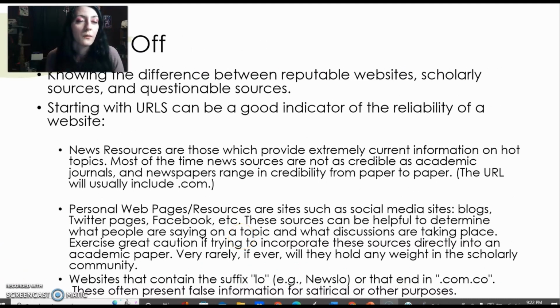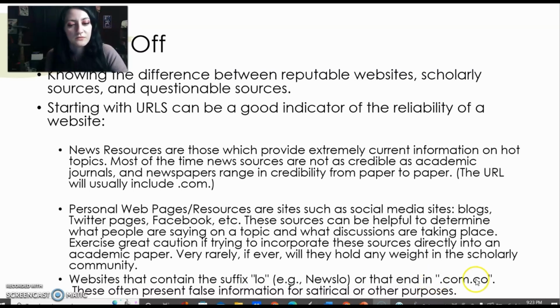Other than .org, some other ones that you should consider are, again, credible news sources will use .com. You should also be aware of people's personal web pages. A lot of students will pick blogs or .weebly sites. Those ones are blogs that anybody can make. So again, probably not the best sources to use for a research paper.